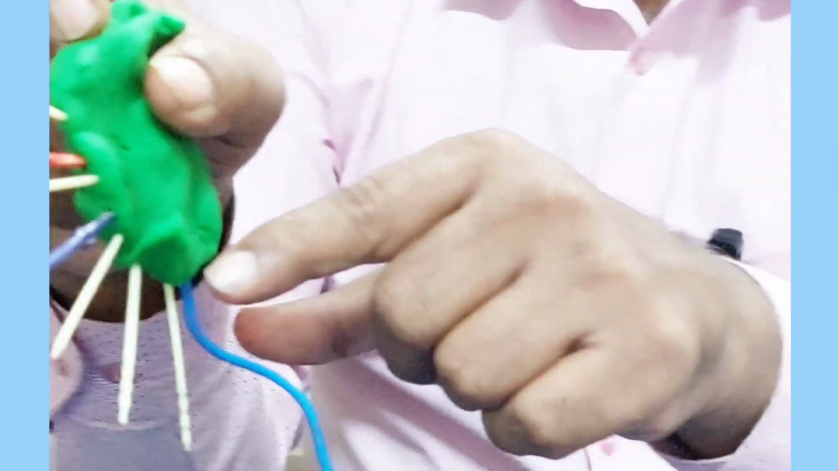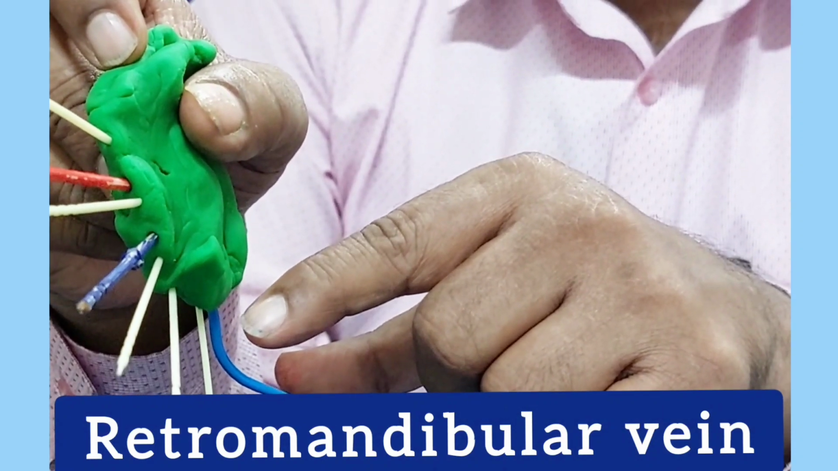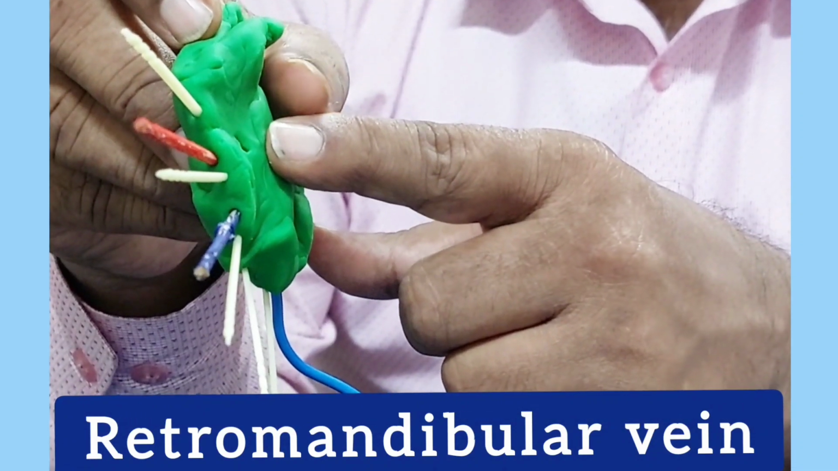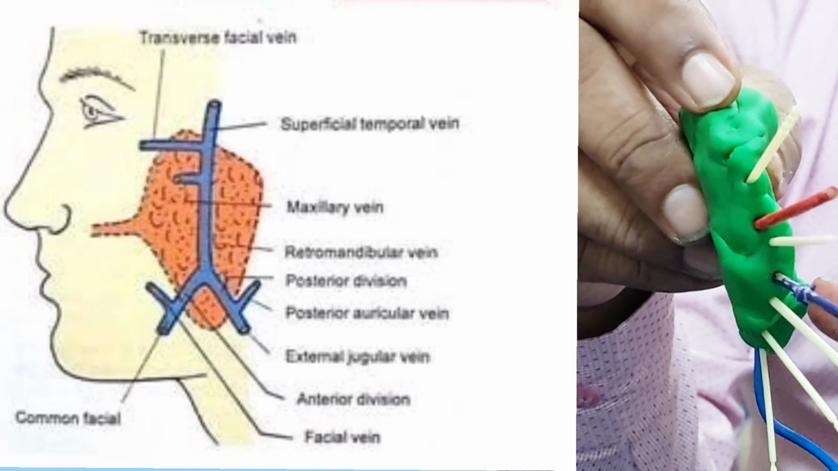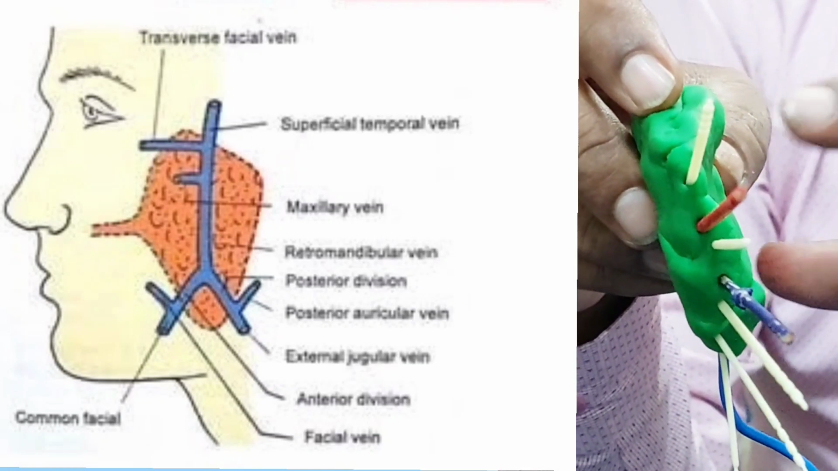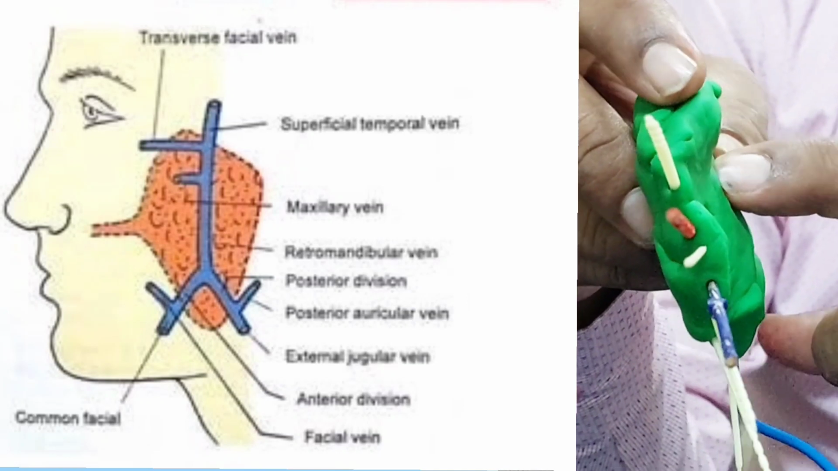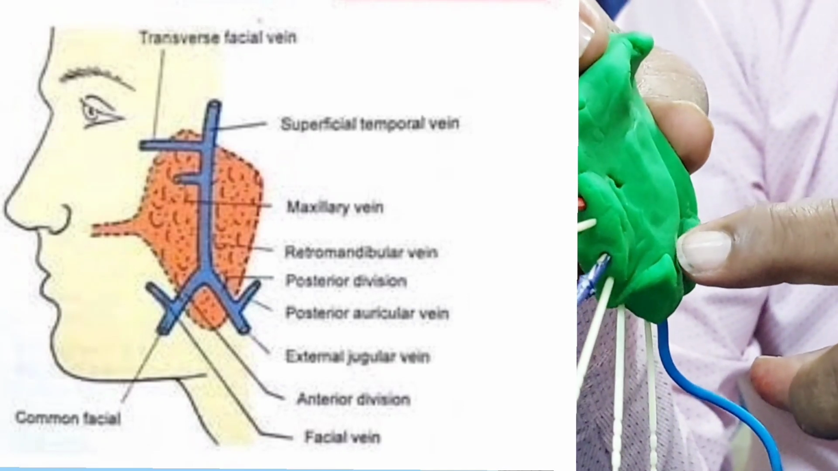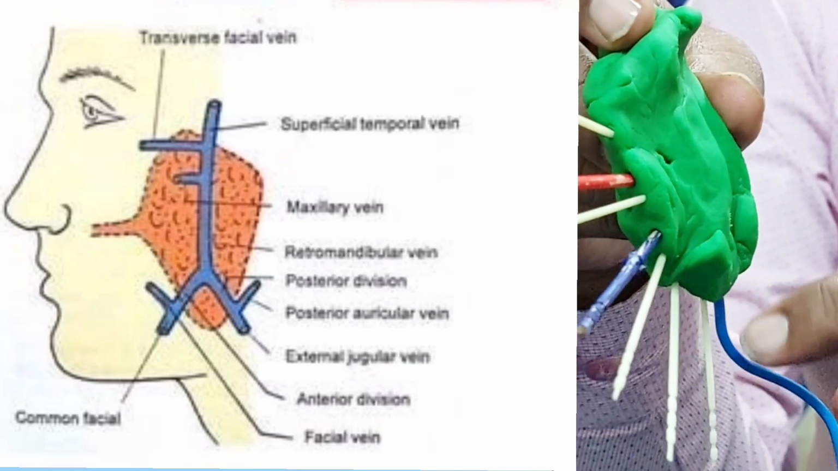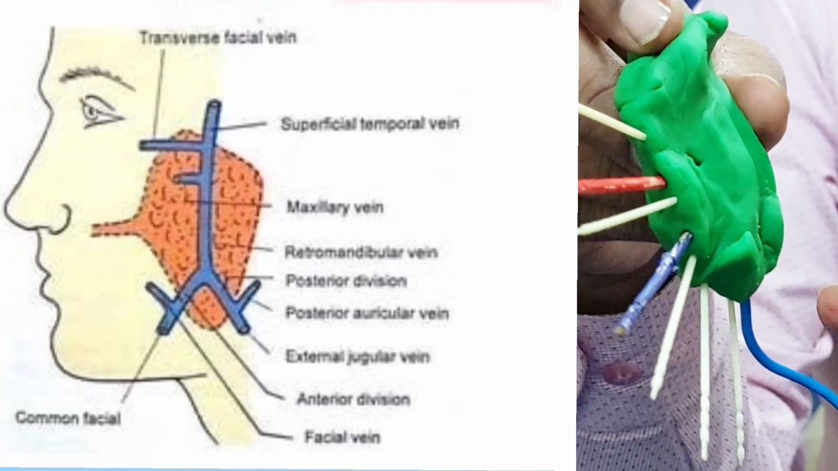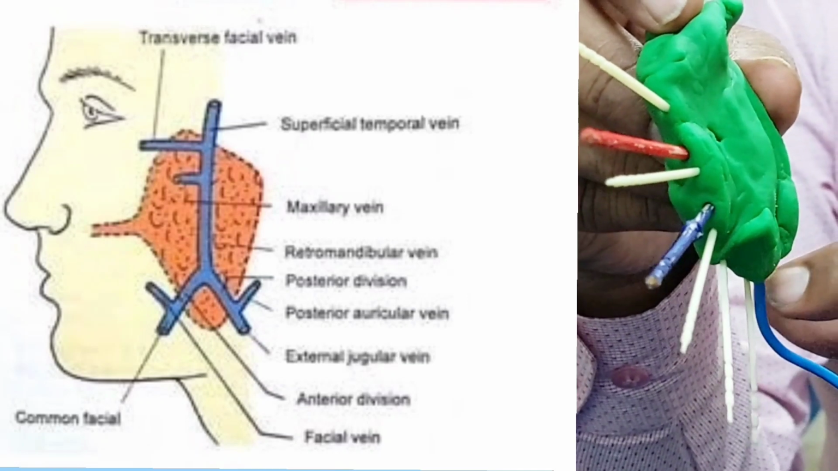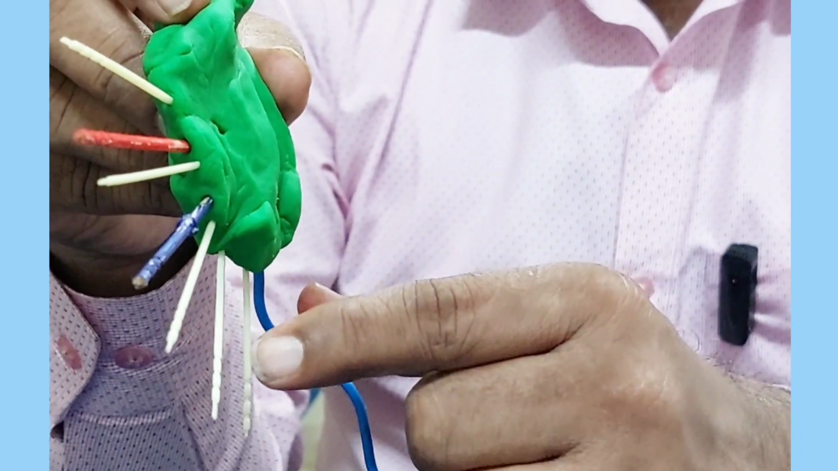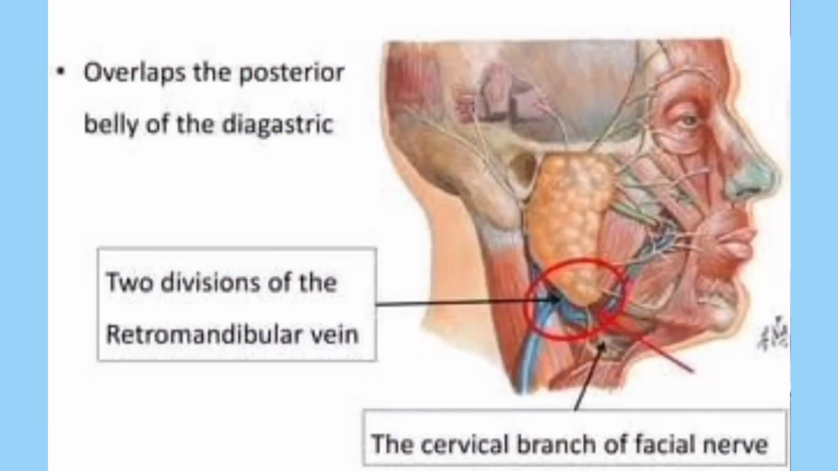the retromandibular vein. This retromandibular vein is formed inside the parotid gland by the superficial temporal vein and the maxillary vein from these sides. It comes downwards, then comes out through the apex of the parotid gland. After that, it divides into two branches, one anterior, one posterior, called the anterior division and the posterior division of the retromandibular vein. Why retro?